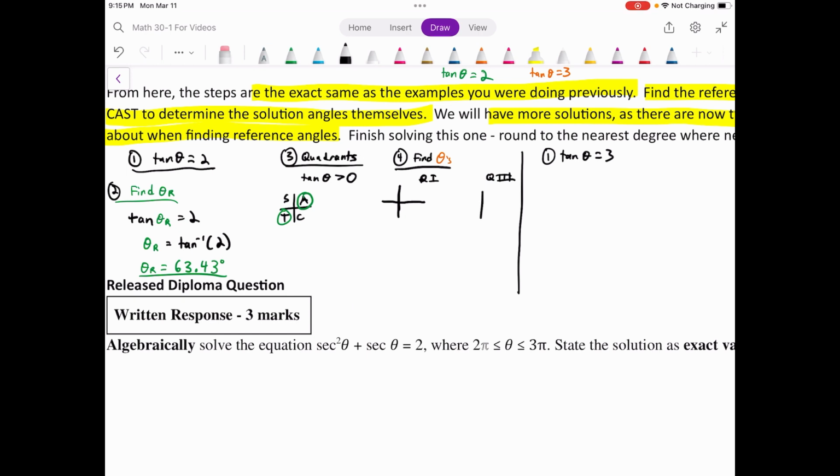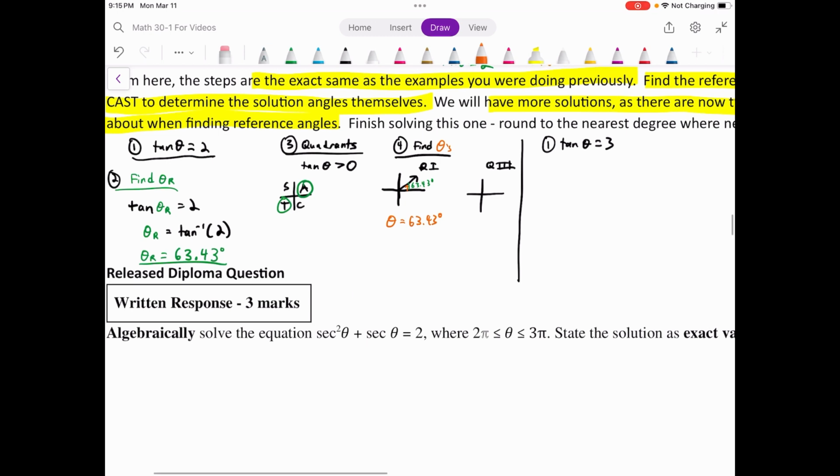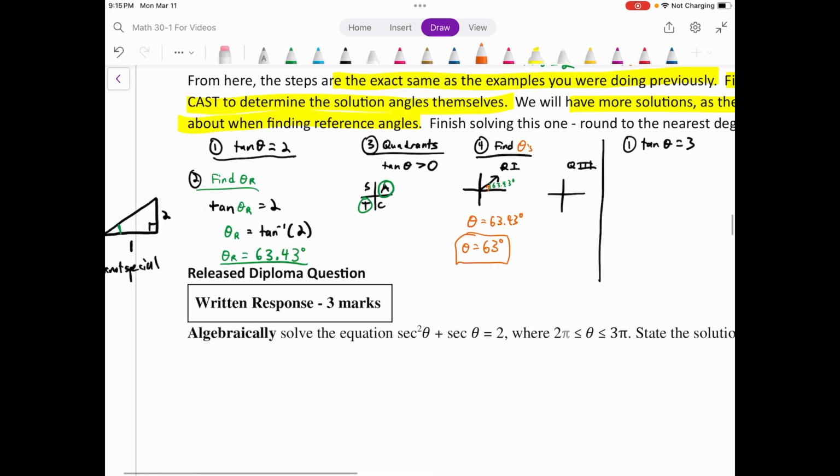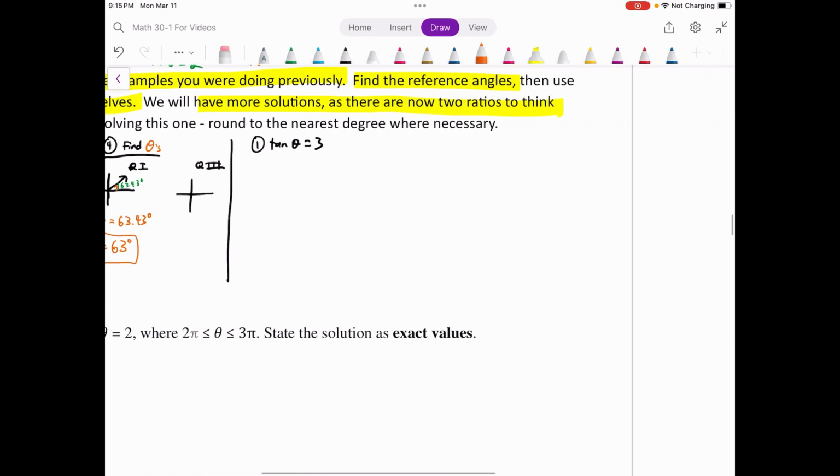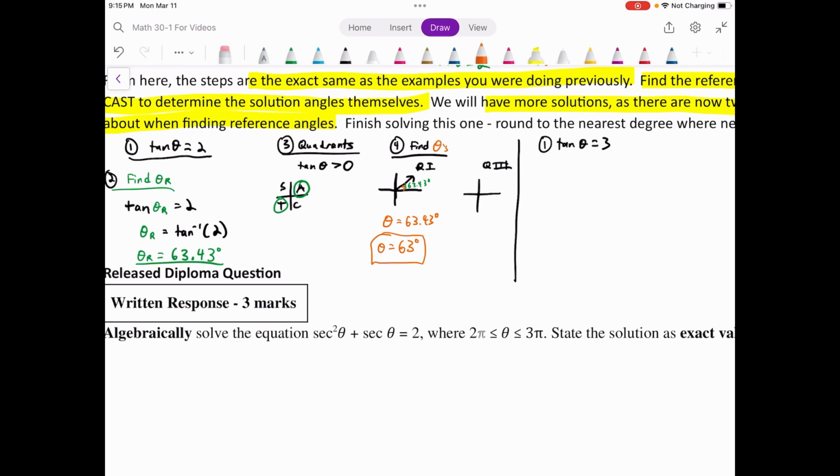Let's do quadrant 1 first. That one's always nice and quick and easy, right? If this reference angle here is 63.43 degrees, well, that just is our angle, theta. So theta is 63.43 degrees. It said round to the nearest degree, so we'll say 63 degrees. One down, I'm predicting 3 to go, right? 2 for this equation, tan theta equals 2, and 2 more for this equation, tan theta equals positive 3.